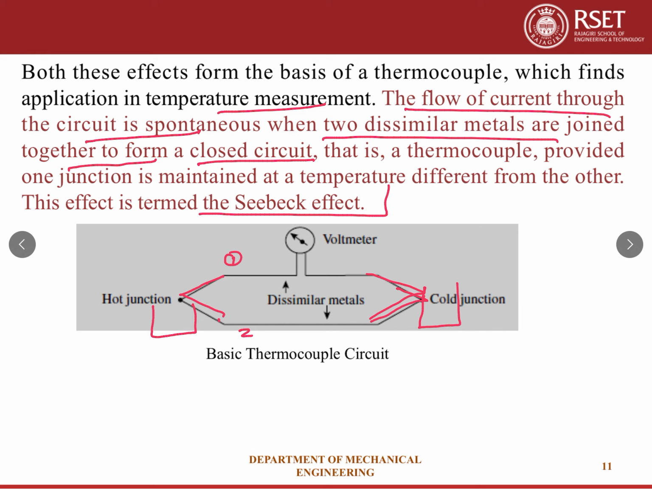So here, one of the junctions we are keeping as the reference junction, and the other one is in contact with the body whose temperature is to be measured. One is the reference temperature, and the other is in contact with the body whose temperature is to be measured. Due to this variation, the EMF is generated, which can be measured using a voltmeter, and that is proportional to the junction temperature, or the temperature of the body whose temperature is to be measured.